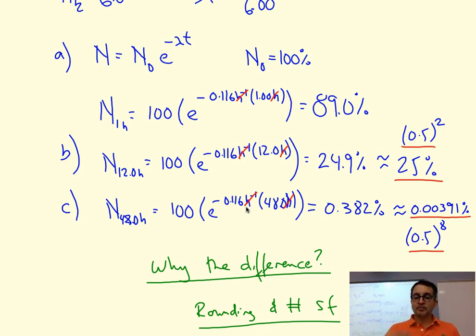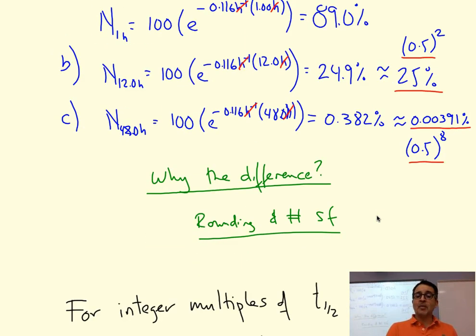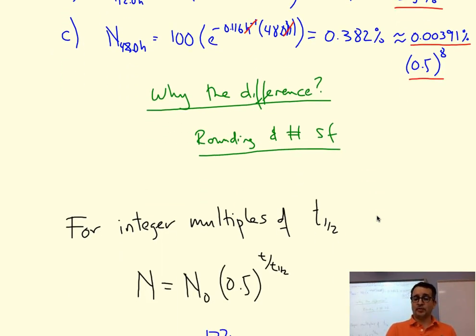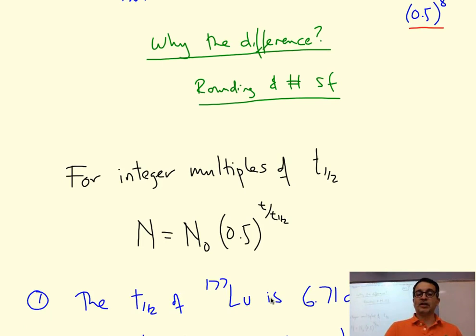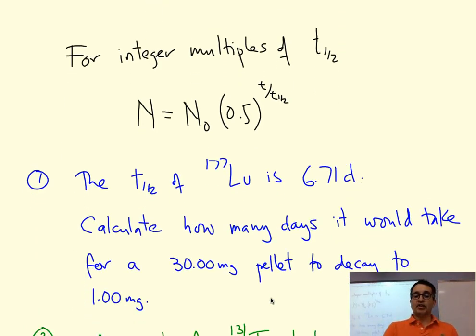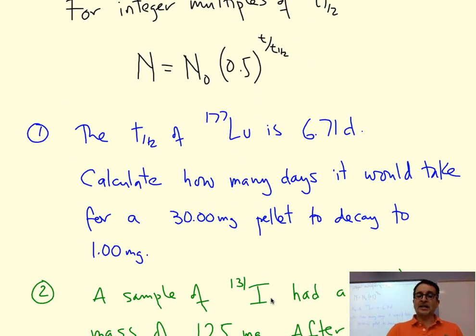So, how can you avoid those little differences? If the number is an exact integer multiple of your half-life, then you can use this modified equation, which again is in your data booklet under D8, in table 1 with all your equations. So you can just calculate it directly. Not a big deal.